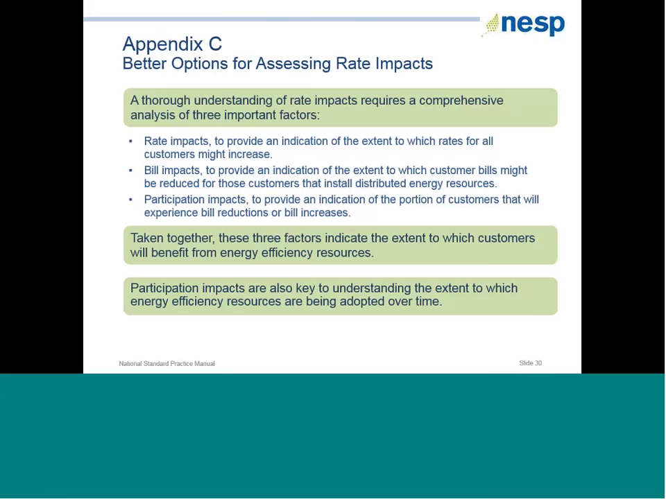But third, and this is so important, is participation. Because all you have to do is to participate, and usually it just requires a handful of light bulbs or a very small change to your consumption to offset all the rate impacts that you might have. And so, as we say here in the slide, the participant impacts are key to understanding the extent to which efficiency resources are being adopted and to the extent that there is a cost shifting or an equity concern.